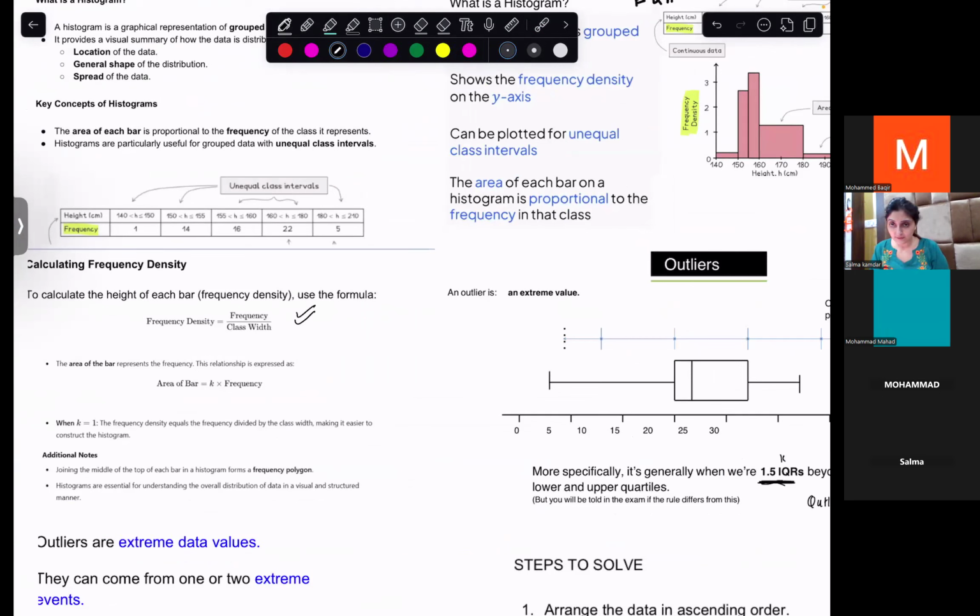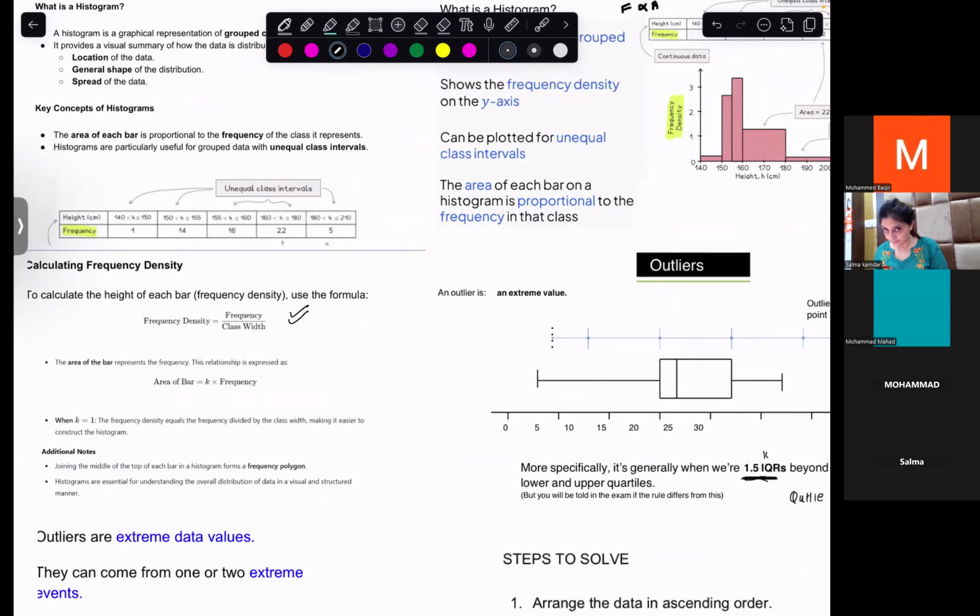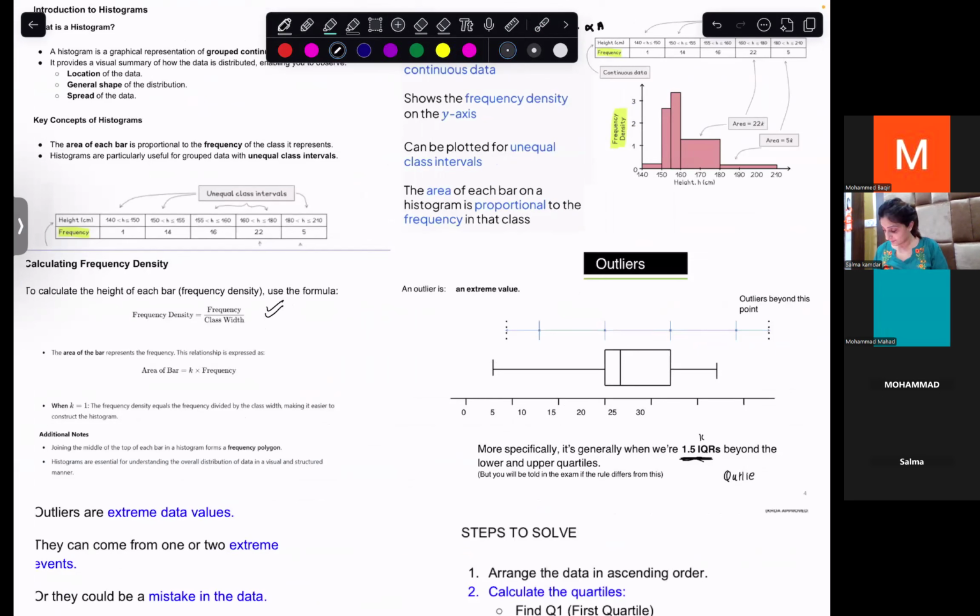Then the area of the bar represents the frequency. This relationship is expressed as area of the bar equals K times frequency, which basically means area is directly proportional to the frequency. So you write area is proportional to frequency, and then you write A is equal to KF.